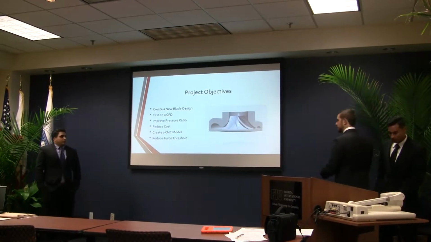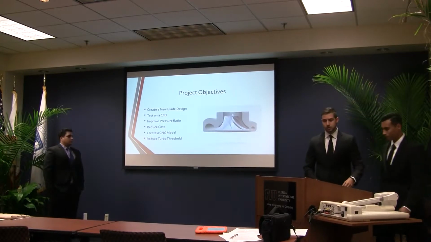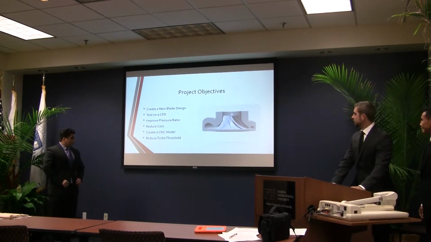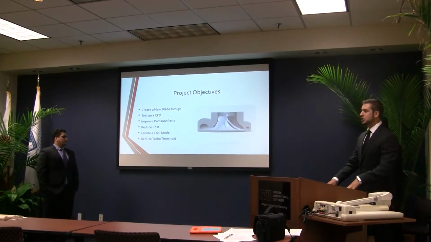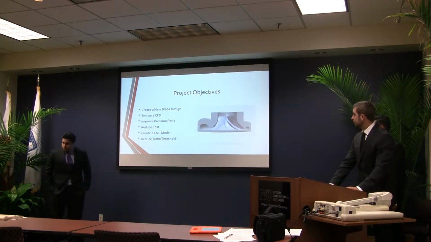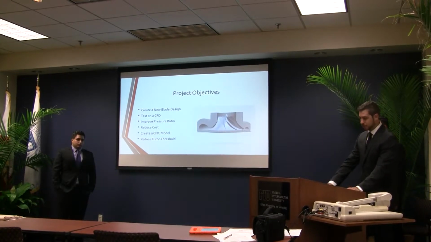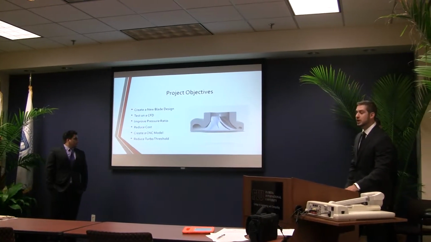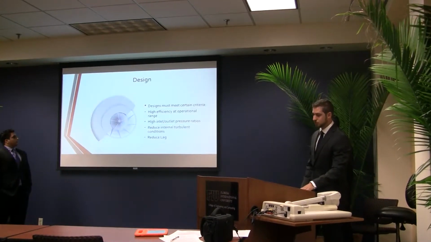So for our project, we have different objectives. One of them is to create a new blade design for the whole compressor side. We're going to test the model on CFD. We want to improve the pressure ratio so we can get a better difference in pressure from the inlet to the outlet. We want to reduce the cost of the manufacturing of the whole wheel, including the housing. We want to create a CNC model because that's the manufacturing process we want to use, and we want to reduce the boost threshold, so the turbo takes less time to be able to produce boost.